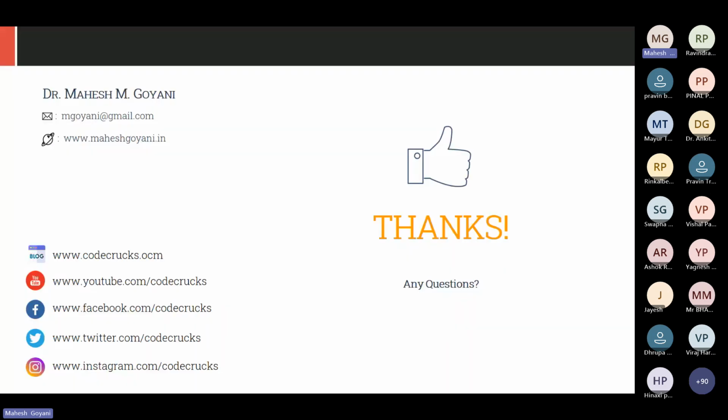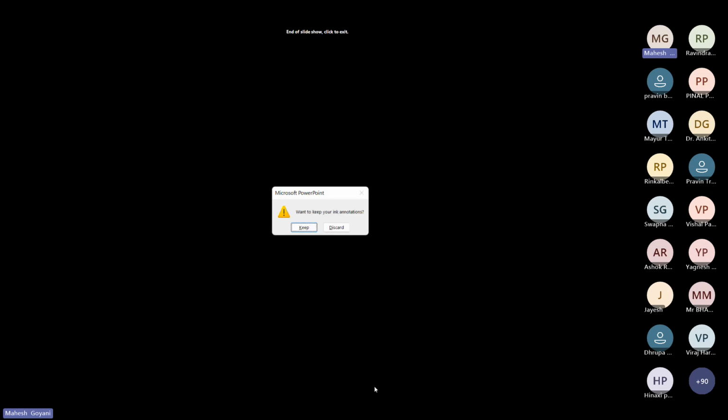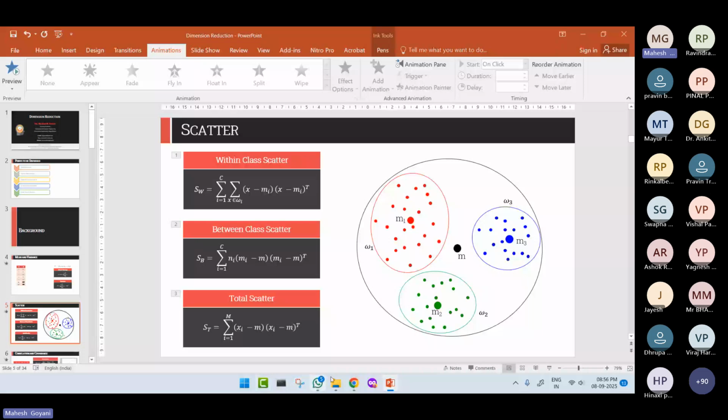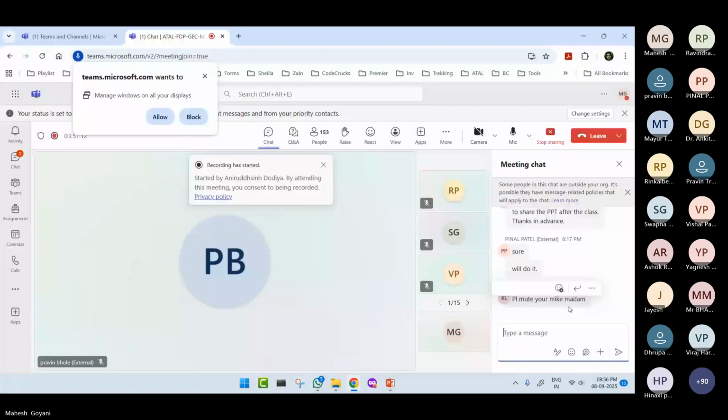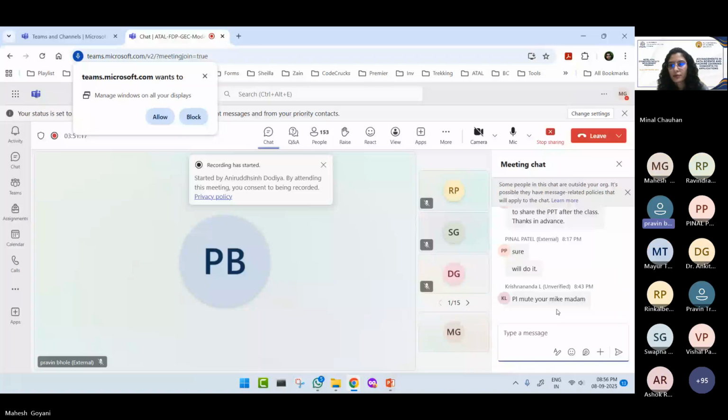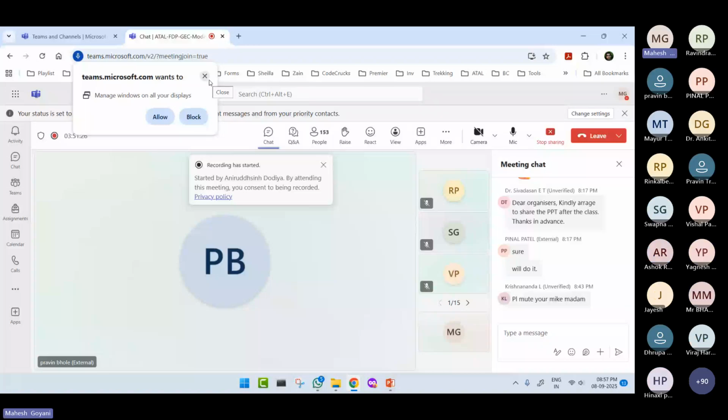So with that, we are concluding PCA. If you have any query related to PCA, feel free to post it in the chat box. Is there any question related to this?